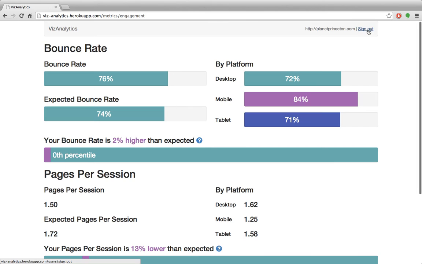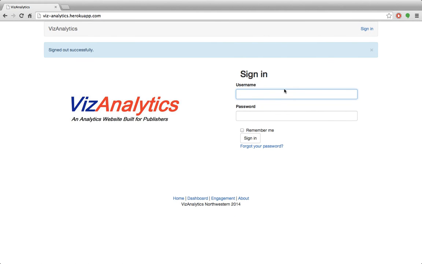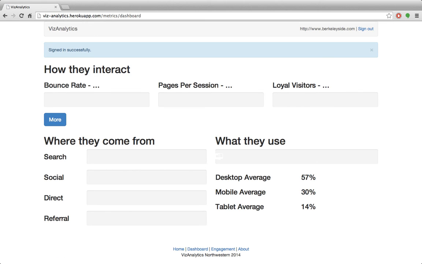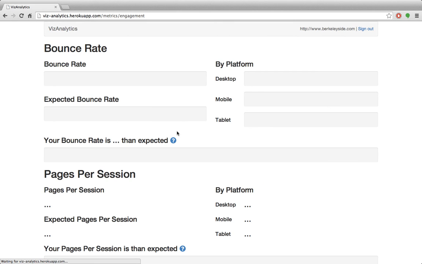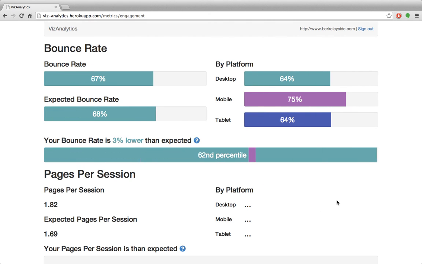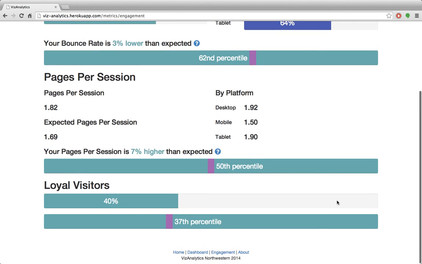If we log out of here from Planet Princeton and log on to another website, I can show you the differences in the various sites and how VizAnalytics can vary depending on the Google Analytics of a different company. So here for Berkeleyside, you see different metrics. You see not as many social referrals and a high usage via the desktop, but they're doing better. They're doing very well with their bounce rate and pages per session, so they can use this to analyze how they're stacking up against their competitors. And once again, you can see this here. So that is what VizAnalytics does.